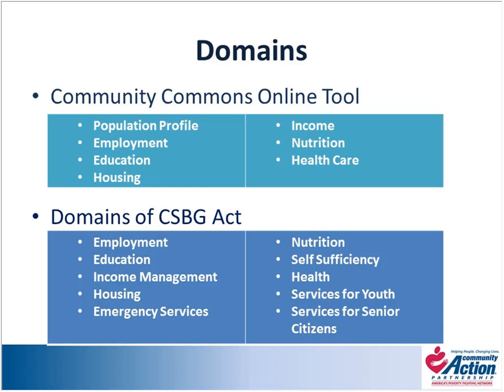So we want to make sure that we're looking in the domains of the CSBG Act, for example, and that we're collecting community needs assessment data within the realm of employment, the community, education, the income levels in the community, housing, nutrition, health, etc. And as you can see here, our Community Commons online tool that helps you gather your quantitative data reflects a lot of these different domains. That was done purposely to ensure that a wide variety of data is being collected, and not just under population profile or housing, but that there's that variety there.